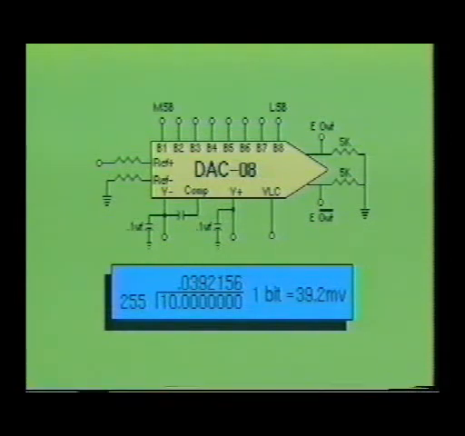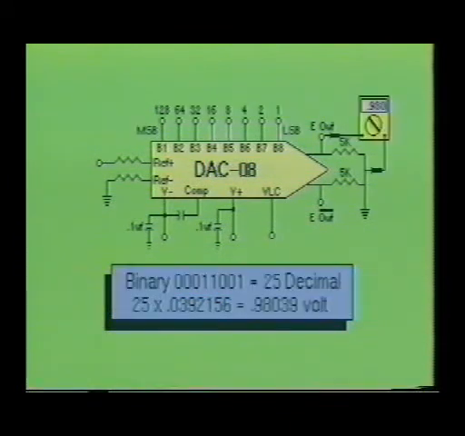When we divide the full scale voltage by the number of increments available to reach full scale, we see that each bit will increase the output by approximately 39.2 millivolts. When a binary input of 00100101 is applied at the inputs of this device, we see that the analog output becomes approximately 980 millivolts.